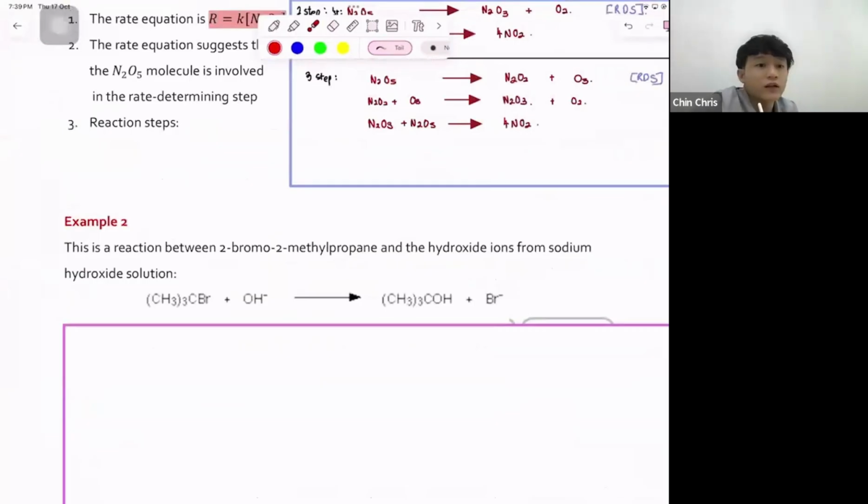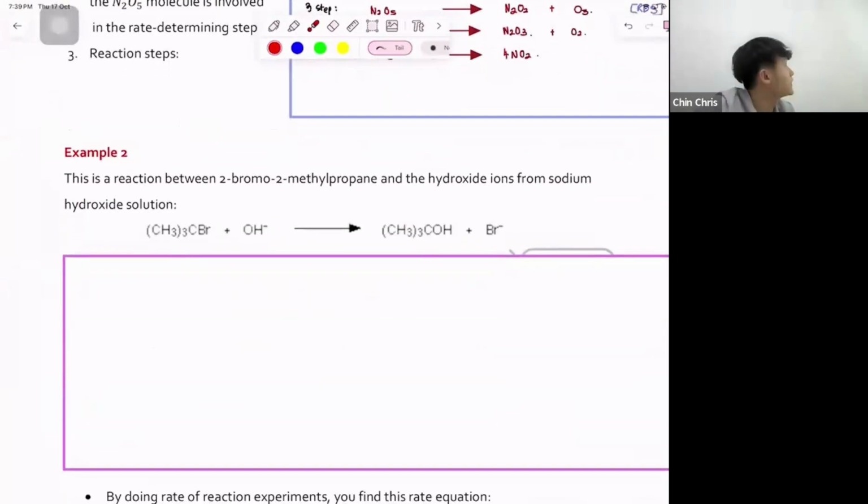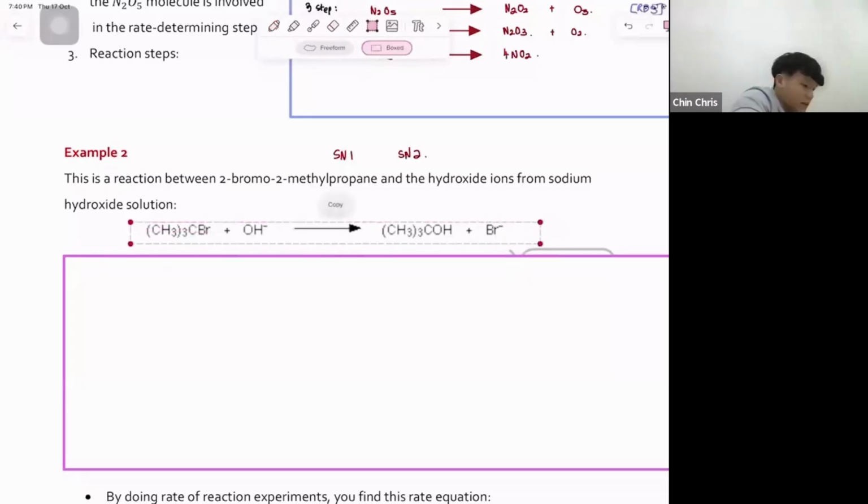Alright, guys, this is the final one before we move on to an example. Do you remember your nucleophilic substitution, SN1, SN2, first order, second order? What do you mean by second order? First order means in the rate equation... So let's look at the first order reaction. This is my question.